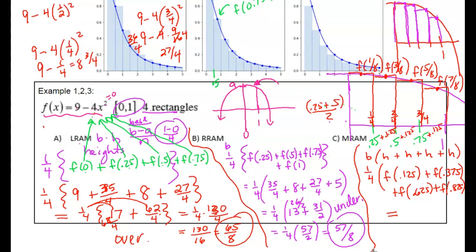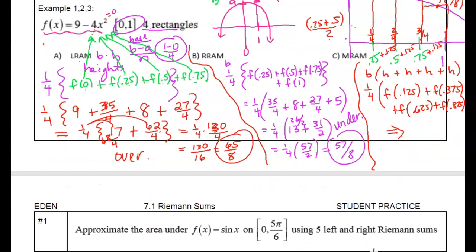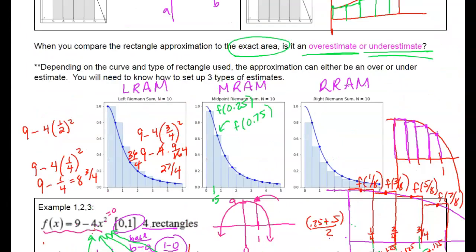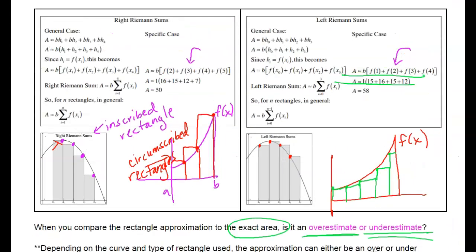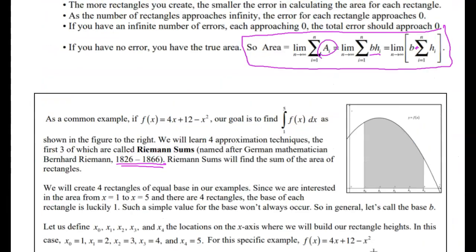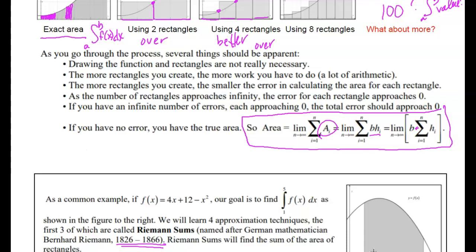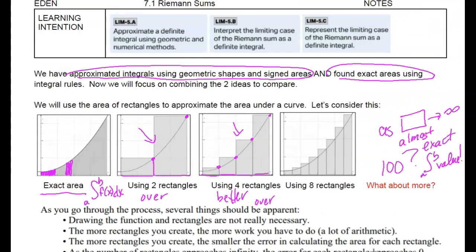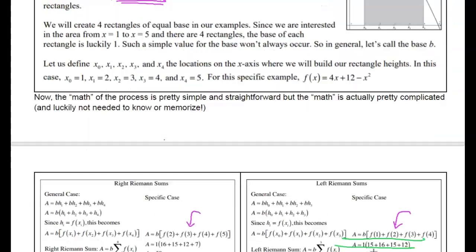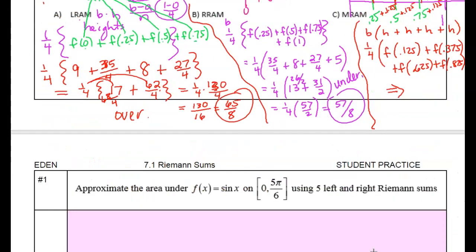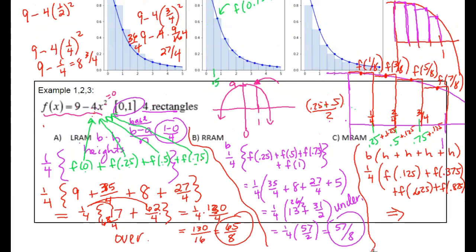Okay, so be flexible. I thought I left a little note about the midpoint. I guess I didn't. Well, I thought I had it on here, but if we would do the math, what we realize is that the midpoint Riemann approximation method is actually the average of the left and the right. So if I found those two answers, the midpoint's going to be in the middle.